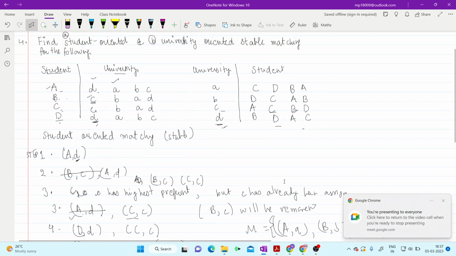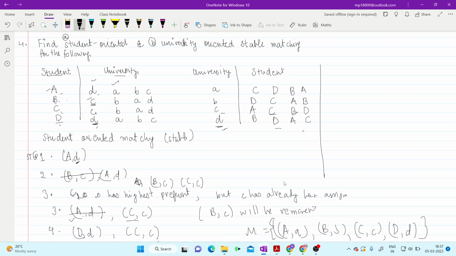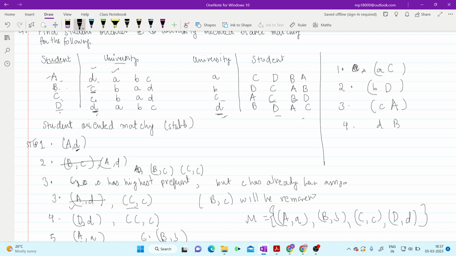What about university oriented? So here you can see, at first step we have AC. Second step we have BD. Third step we have CA. And at fourth step we have DB. So we see that in all these, all are distinct.